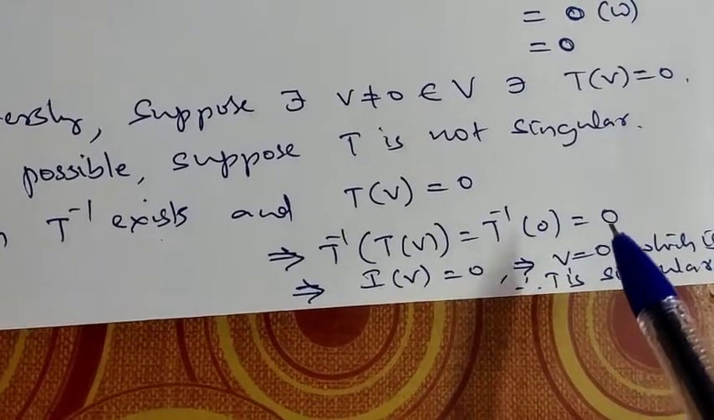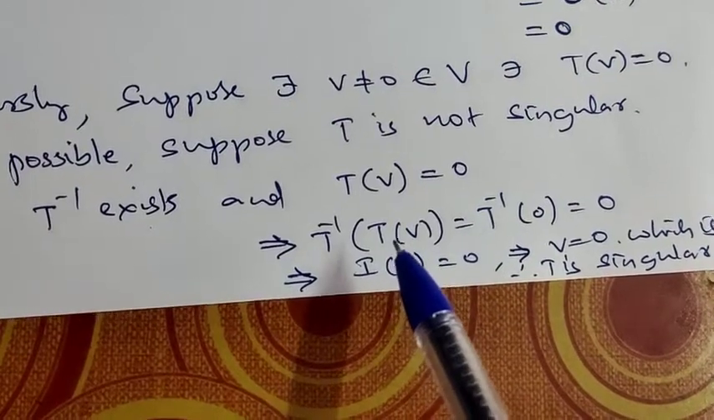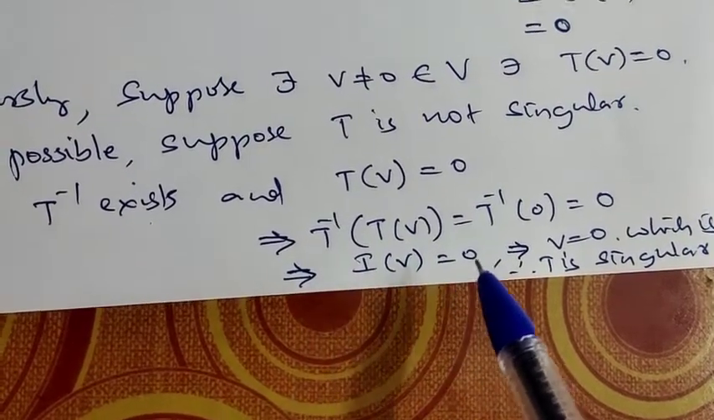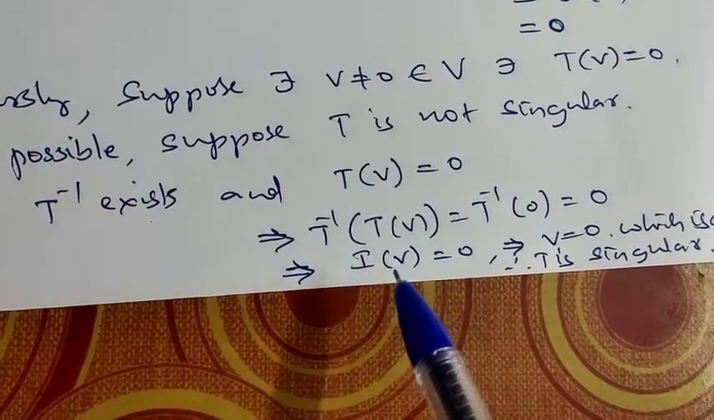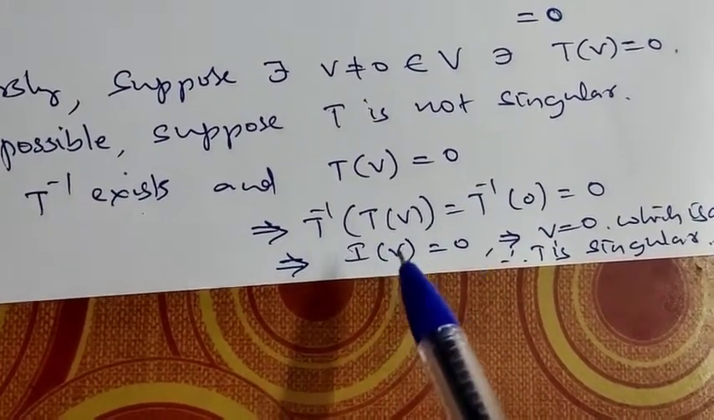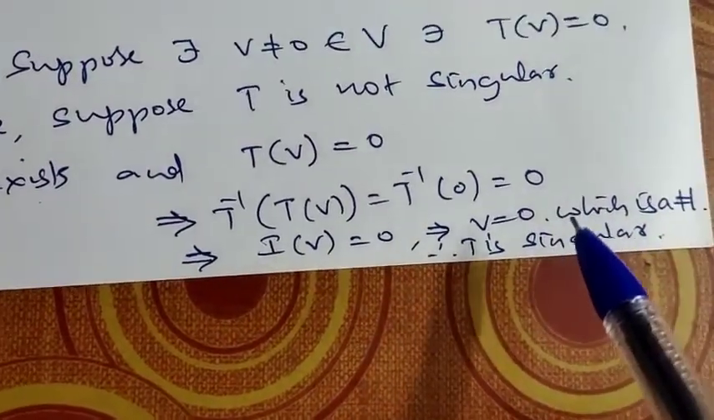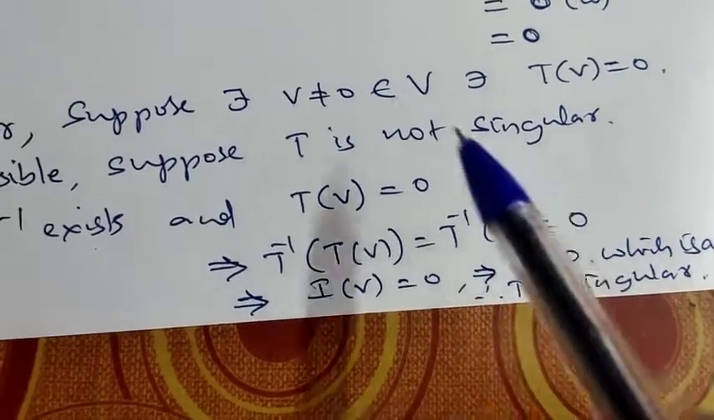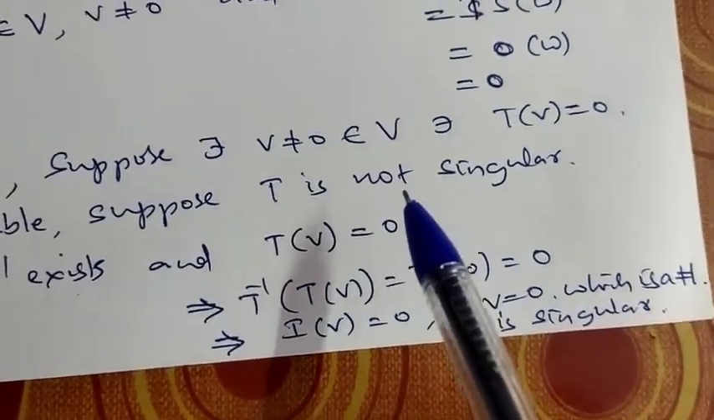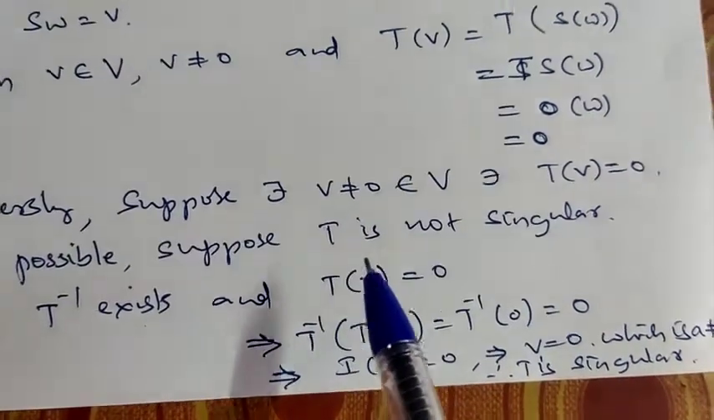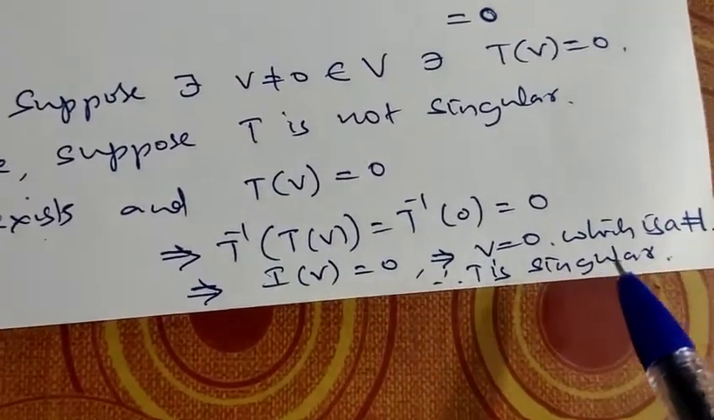This implies T inverse of T of v is equal to T inverse of 0. T inverse of 0 is 0. This implies I, because T inverse into T means the identity transformation, of v is 0. The identity transformation, you know, transforms every vector to itself. But I of v is 0 means v should be 0, which is a contradiction because we have assumed that v is a non-zero vector in V. Why does this contradiction arise? Due to our assumption that T is not singular. Therefore, T must be singular.